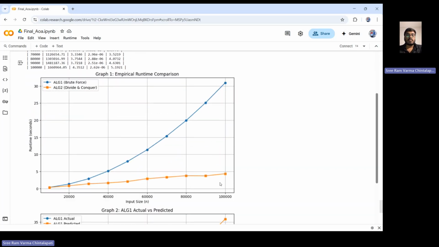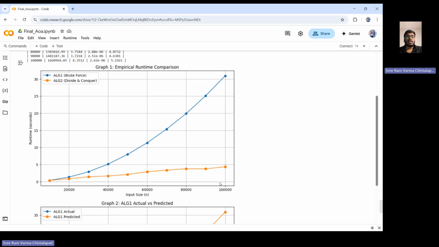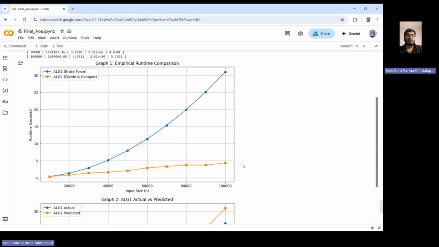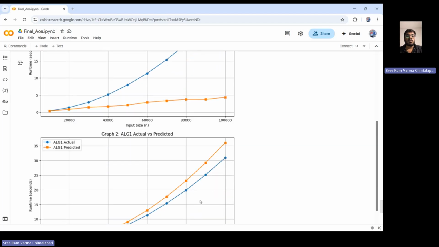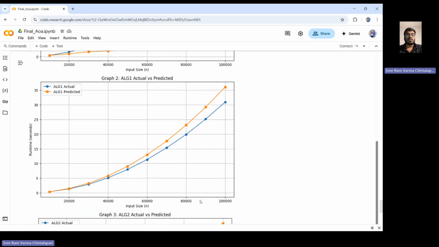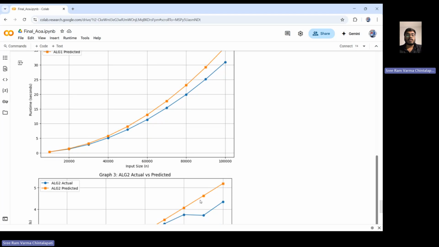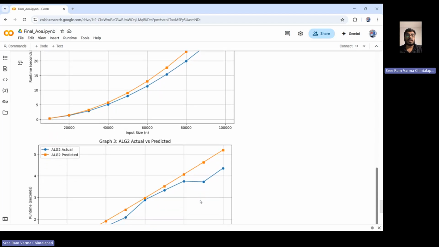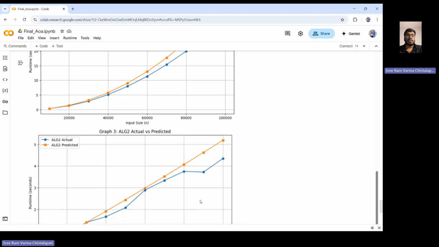Coming to the graph analysis, these are the graphs which visualize the experimental results. The first graph compares the actual runtime of the brute force and divide and conquer approaches. It clearly shows that brute force runtime grows much faster than divide and conquer as input size increases. The second graph shows the actual versus the predicted runtime for the brute force approach. And the third graph shows the actual versus predicted runtime for the divide and conquer approach.